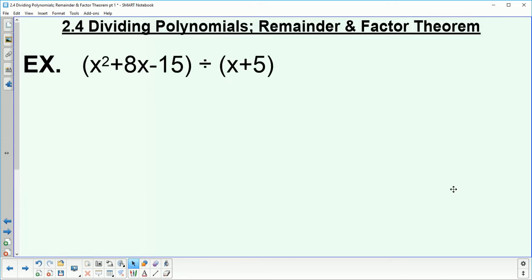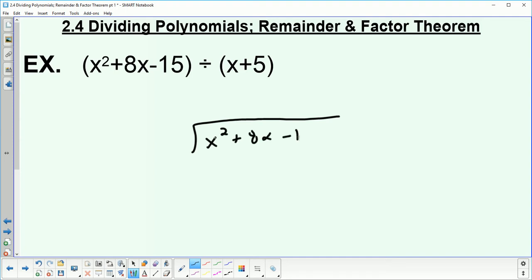An example then would be something like x squared plus 8x minus 15 divided by x plus 5. So my dividend here, the piece that goes inside, is going to be x squared plus 8x minus 15. And then I'm going to put x plus 5 on the outside. So what we had to do then, that was our first step. We arranged in descending order, it's already done. We need to take the first term on the inside divided by the first term on the outside. So I'm taking x squared divided by x. And when I simplify that, I get just x.